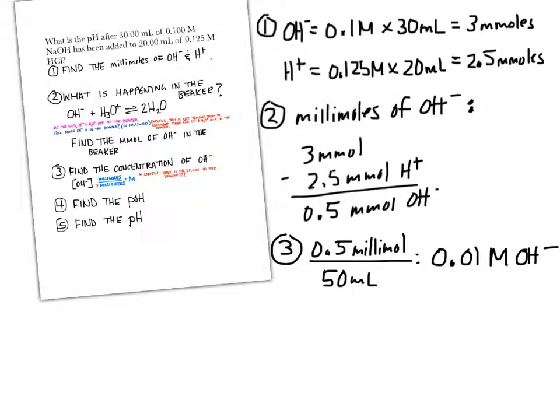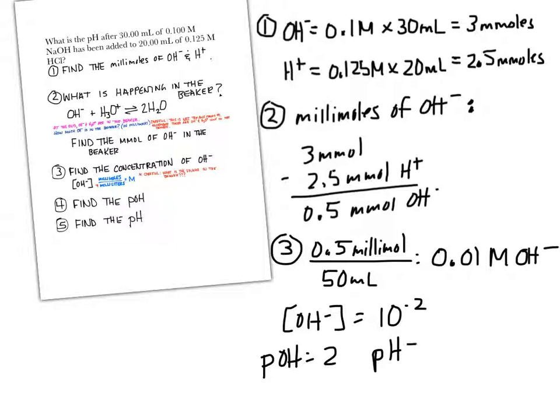So once you get to this point, it should be smooth sailing. Be careful on your division. You should be able to divide tens or tenths fairly easily, and note that that's going to be 0.01, not just 0.1, which gives us our concentration of hydroxide at 10 to the negative 2. So at this point, not very difficult to do, find the pH and the pOH. So the pOH is going to be 2, and our pH is going to be 12.